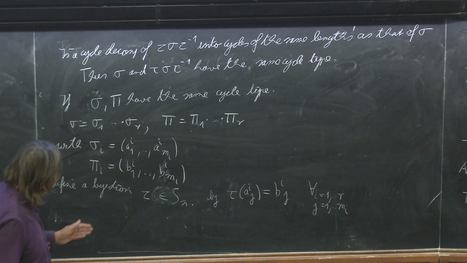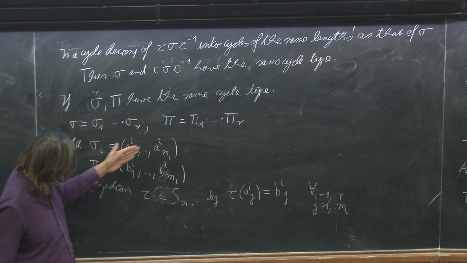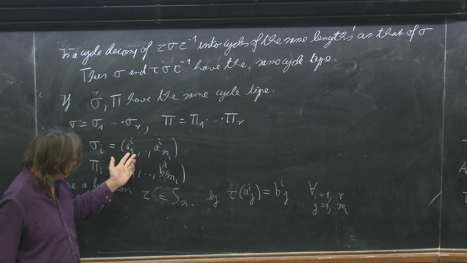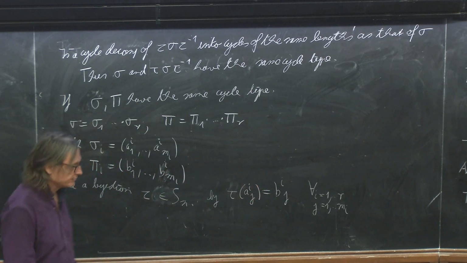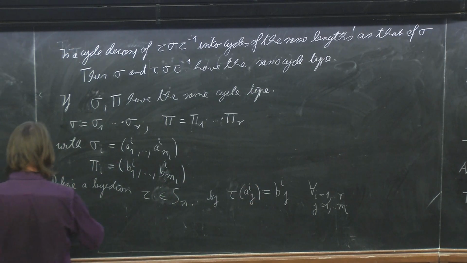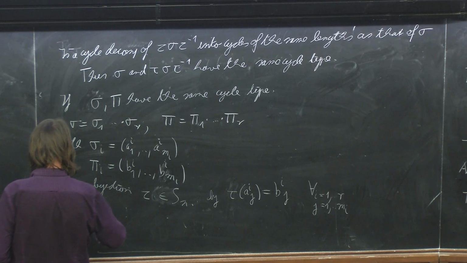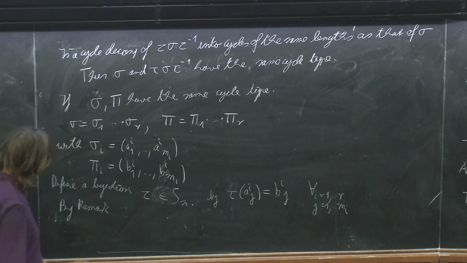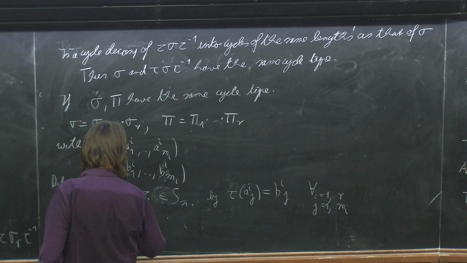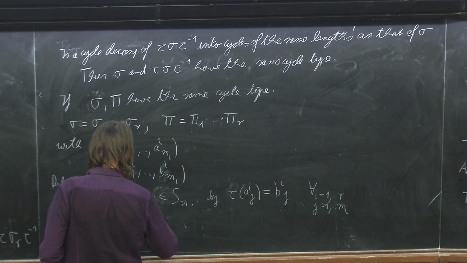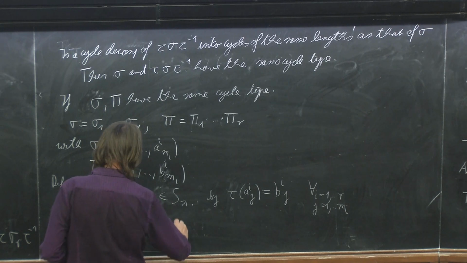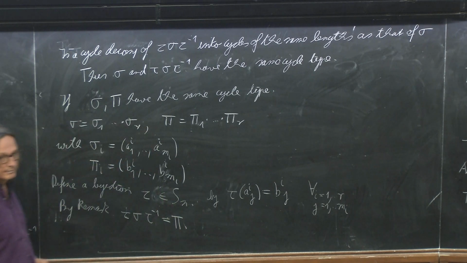And as the union of the supports of the cycles here is the whole of the set 1 to n, this defines a bijection of 1 to n to itself, so an element of the symmetric group, and by definition, by the remark, we have that if we take tau sigma tau to the minus 1, this will be equal to pi. Because the thing was just that.